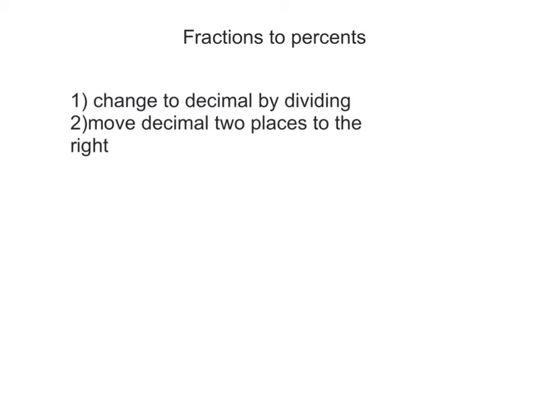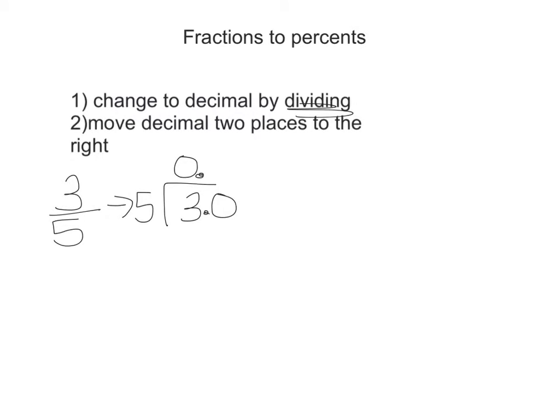Now, if you want to change a fraction to a percent, you have to first change your fraction to a decimal, and then you can move your decimal into a percent. So if I have the fraction 3/5, the first thing I need to do is divide. 3 goes in the box, 5 goes outside the box. 5 can't go into 3, so I put my 0. I put my decimals in my 0. 5 goes into 30 6 times, and I subtract 30, and I get 0. Now, my answer is 6/10.